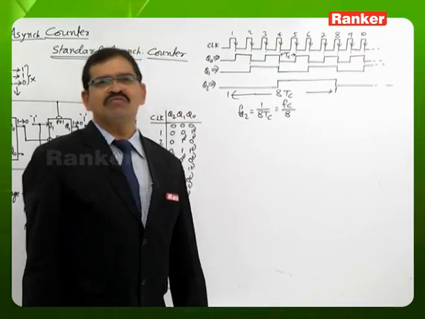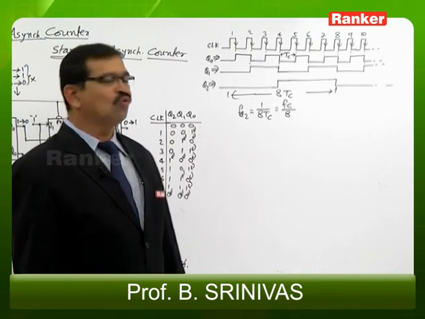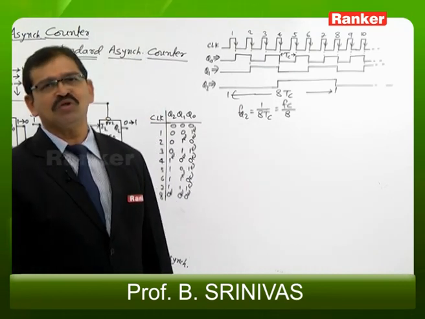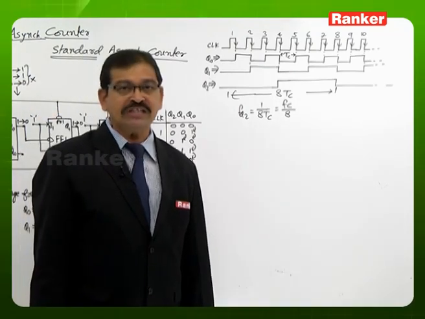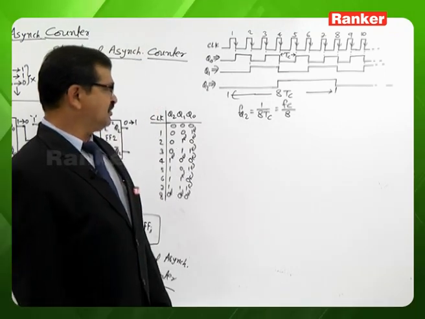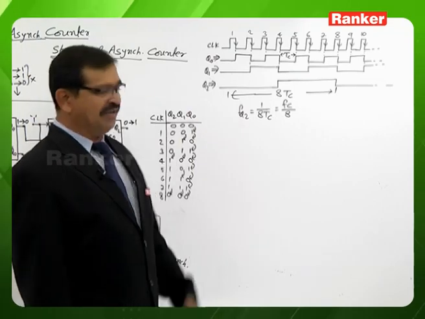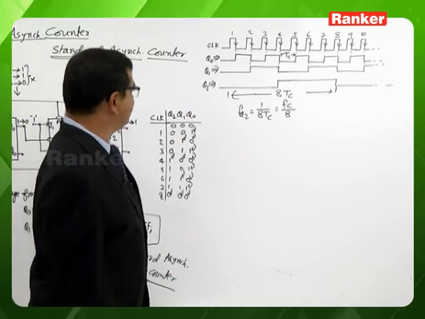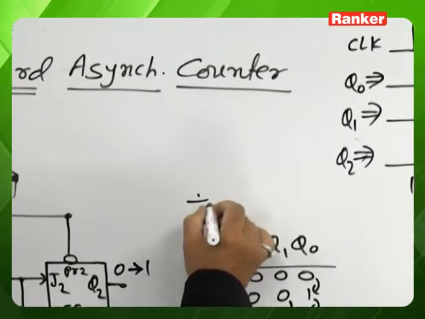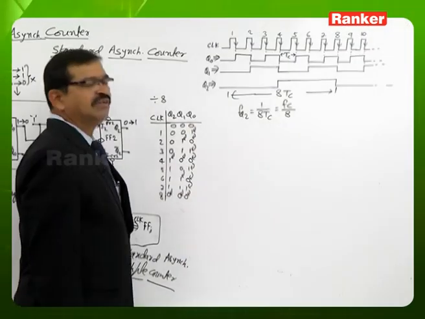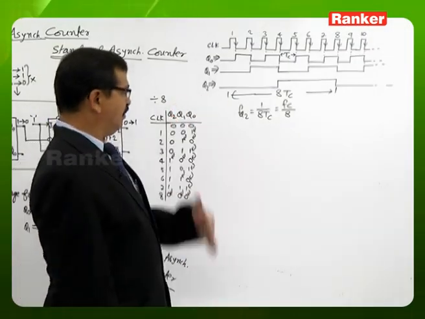Hence, if the clock frequency is 1 kilohertz, from the flip-flop 2 output we will get a frequency of 125 hertz, or 125 cycles per second. In fact, it is the reason to name this counter a divided by 8 counter. The meaning of divided by 8 is the division of the clock frequency by the decimal number 8.